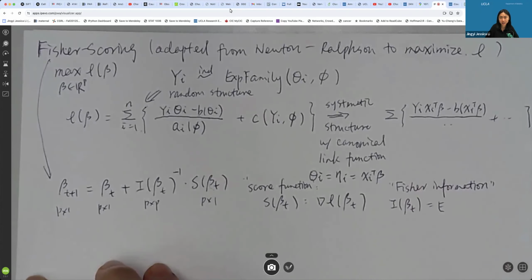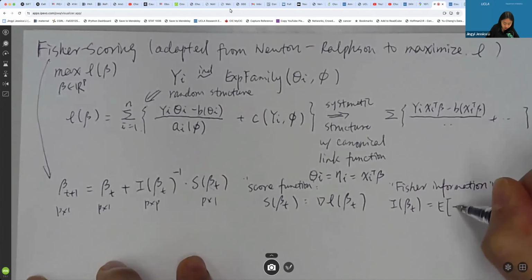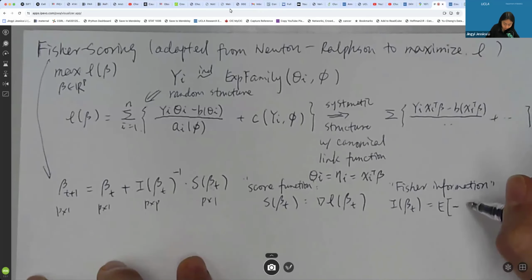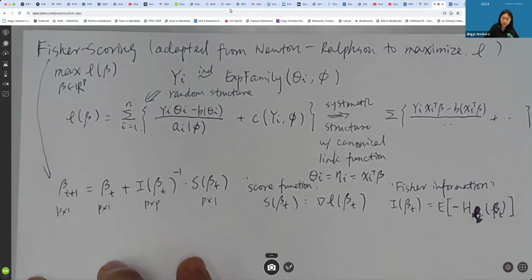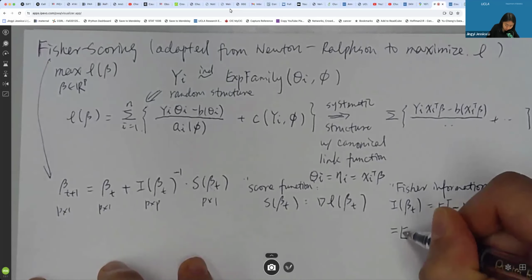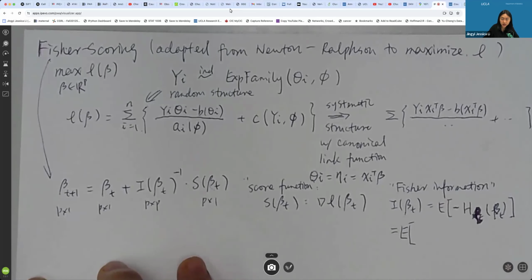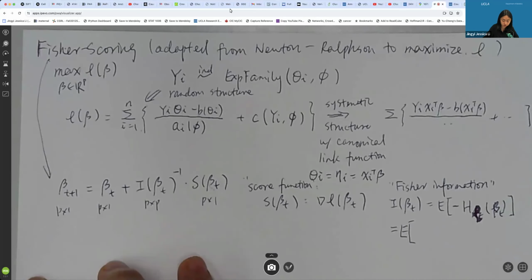Yeah, you can define it in two ways. The way we introduced in class last time is the expectation of the negative of the Hessian matrix, that is, the Hessian matrix of the log likelihood at beta t. Sorry, messy writing. That's what we introduced. But Chen-Xin gave another definition. We can show that this is equal to, it's not so complicated a proof, the expectation of the outer product of the score function.